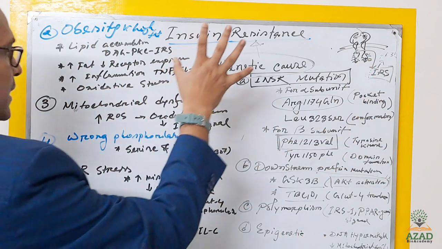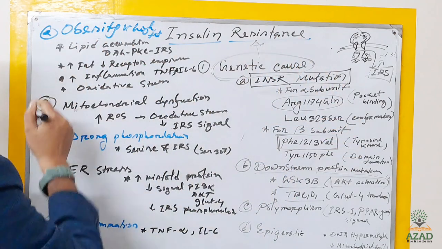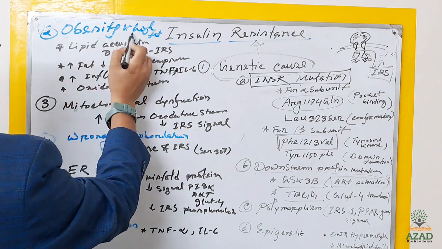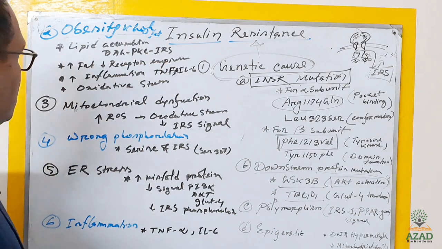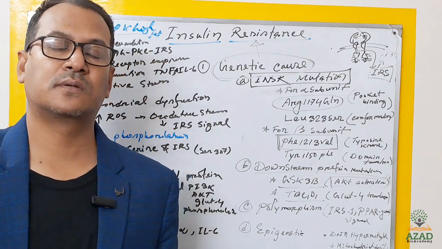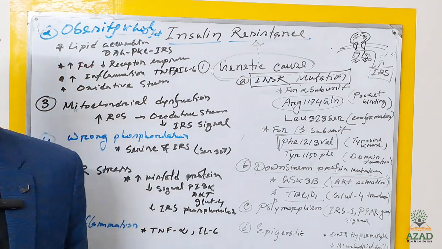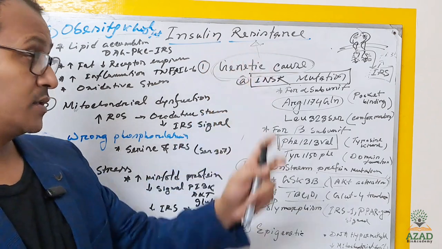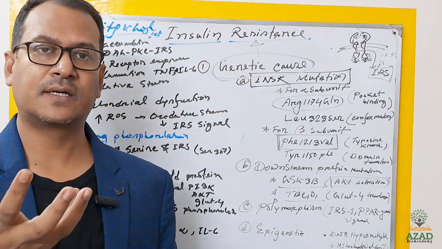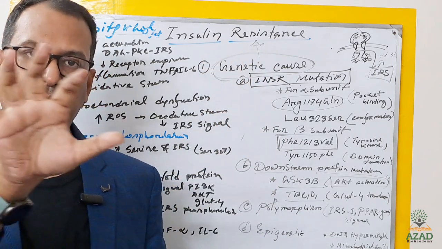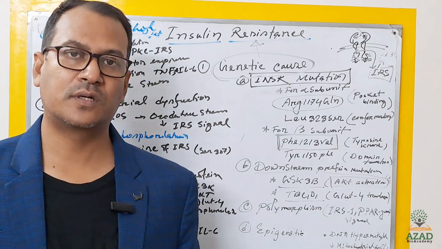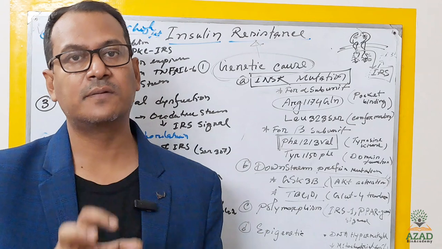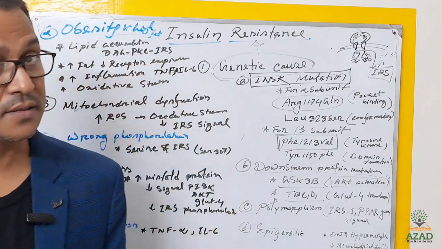Now the second point, that is obesity or high fat. If someone is obese, he is very prone to be affected by insulin resistance, because high fat can inhibit the expression of the insulin receptor on the surface of the membrane. Fat can inhibit the expression of the receptor.